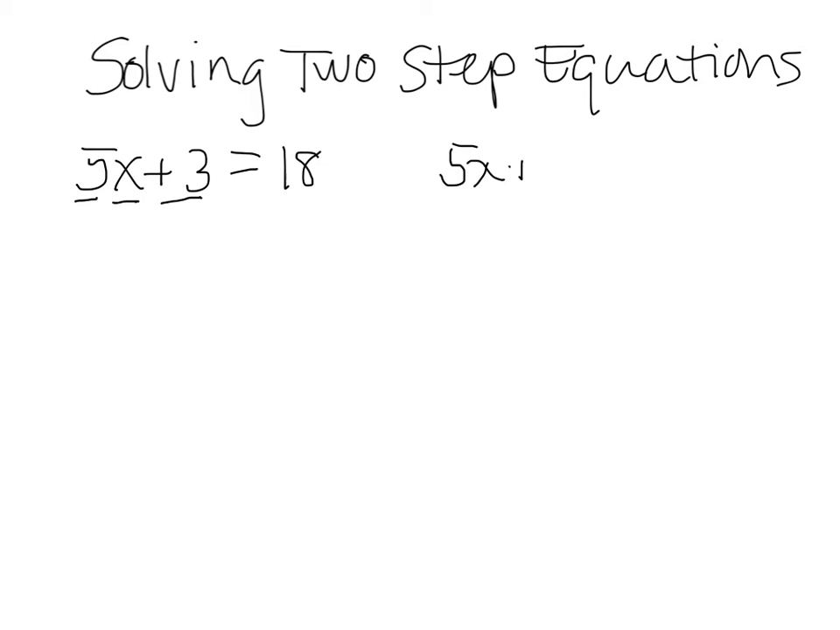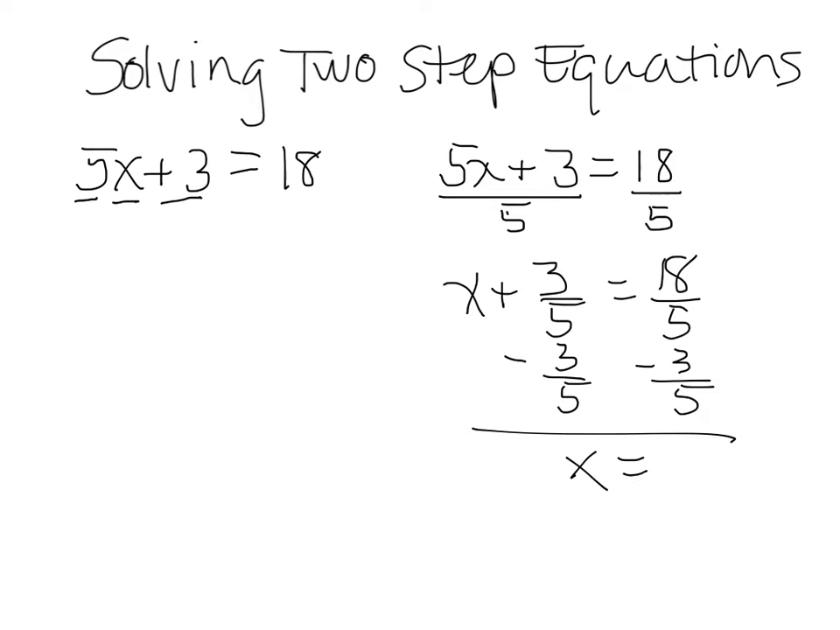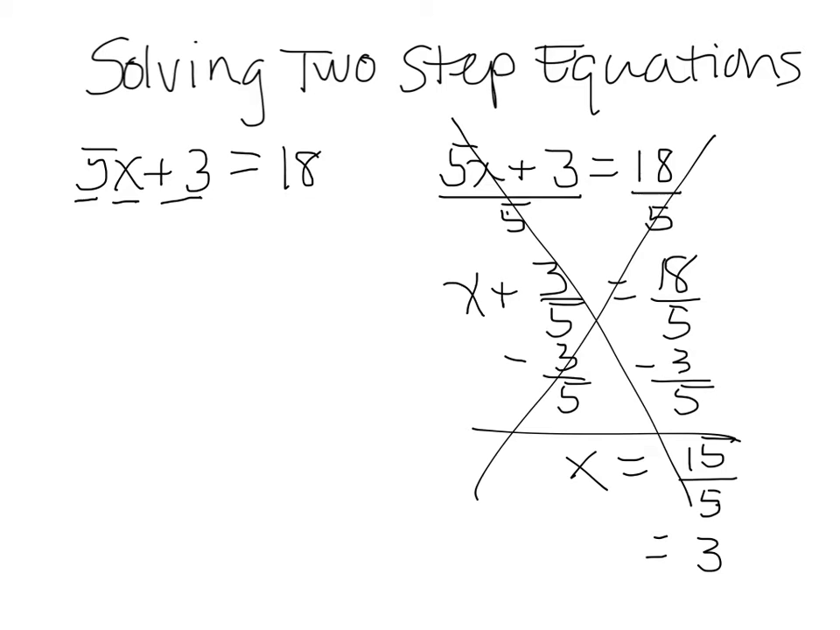While it's totally possible to decide that I'm going to divide by 5, I have to divide the whole side. If I did this, I would have x plus 3/5 equals 18/5. Then I subtract 3/5, and I get x equals 15 divided by 5, which equals 3. Now, of course, that works, but it's much easier if I subtract 3 first.